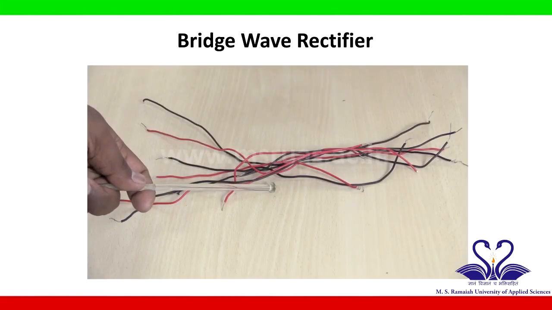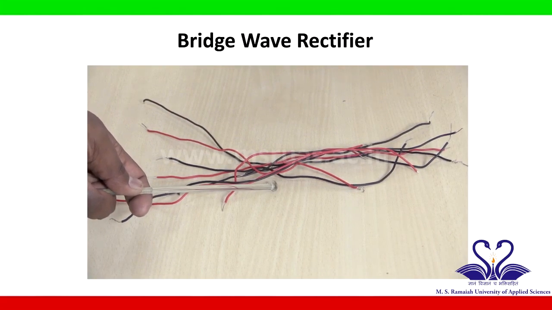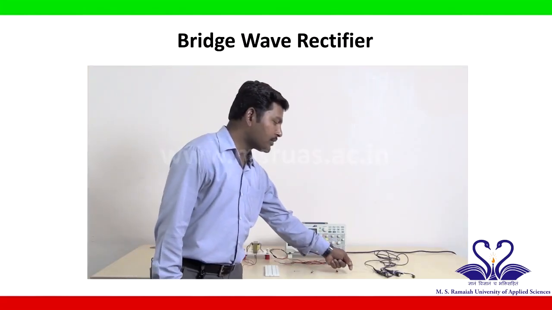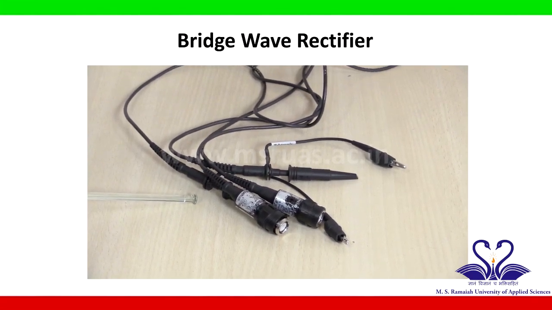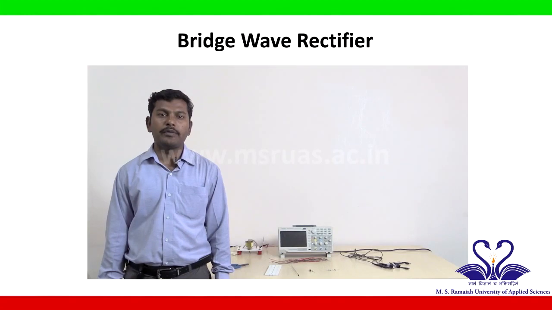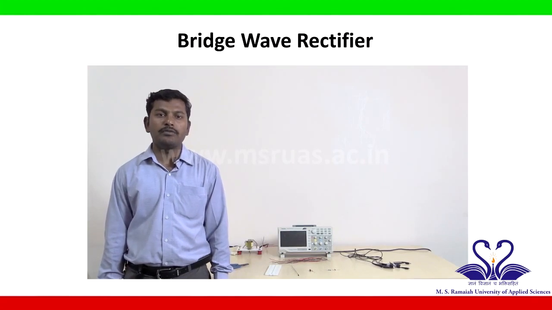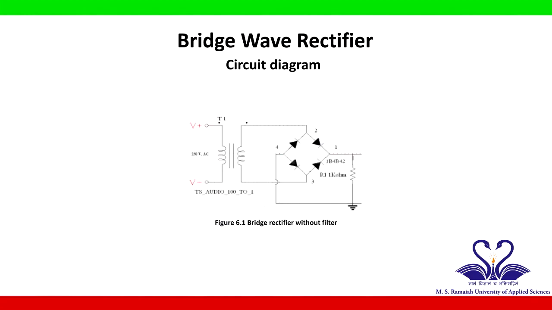Connecting wires. These are connecting wires which are used to connect the different components on a breadboard. And probes. These are the probes which are used to connect a digital oscilloscope to the circuit output voltage. Let us begin with the circuit connection of the bridge wave rectifier without filter based on the circuit diagram.